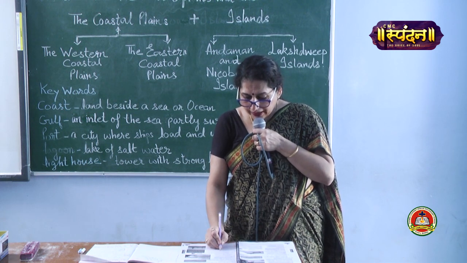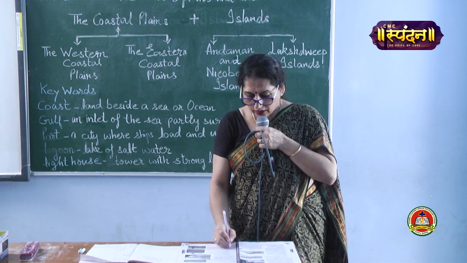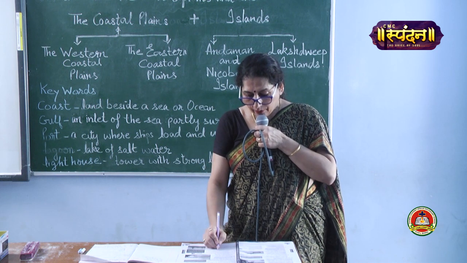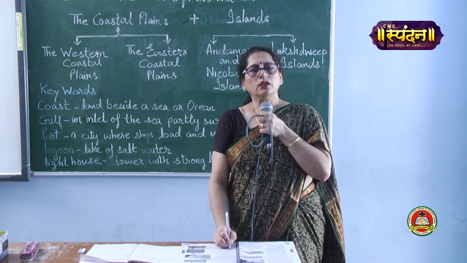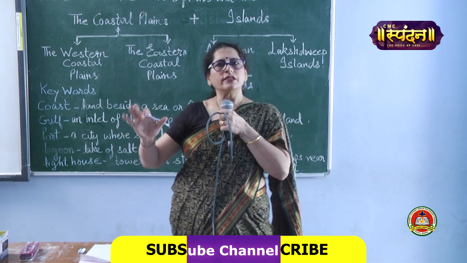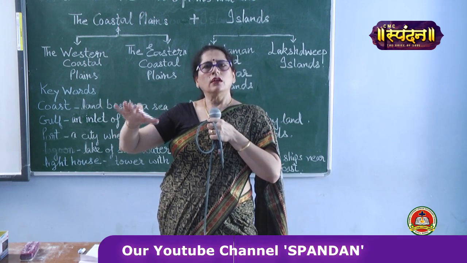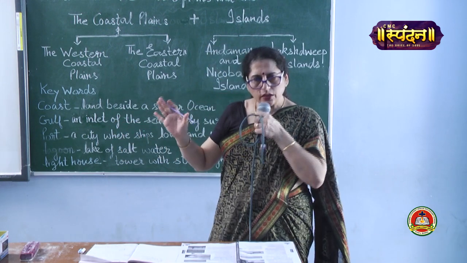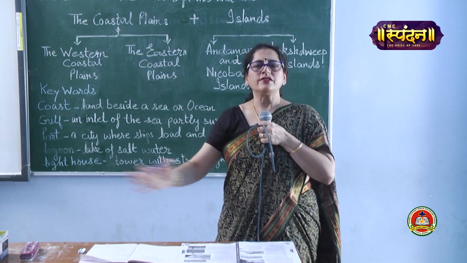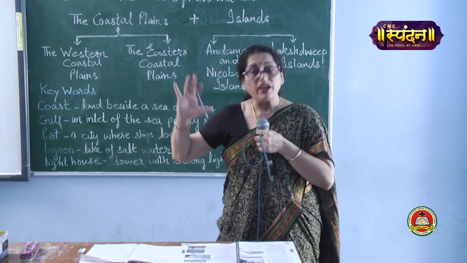The sea on the eastern coast is rougher and the waves are stronger and bigger than those on the western coast. On the western coast, the waves are a little gentle. But on the eastern coastal plains, the waves are very strong and very rough.